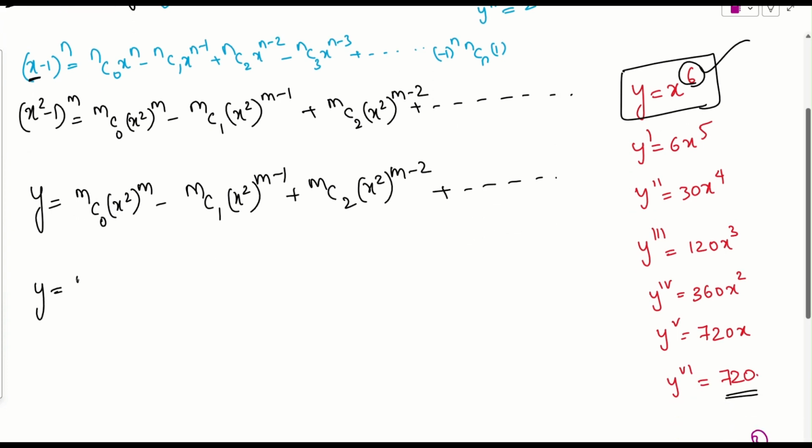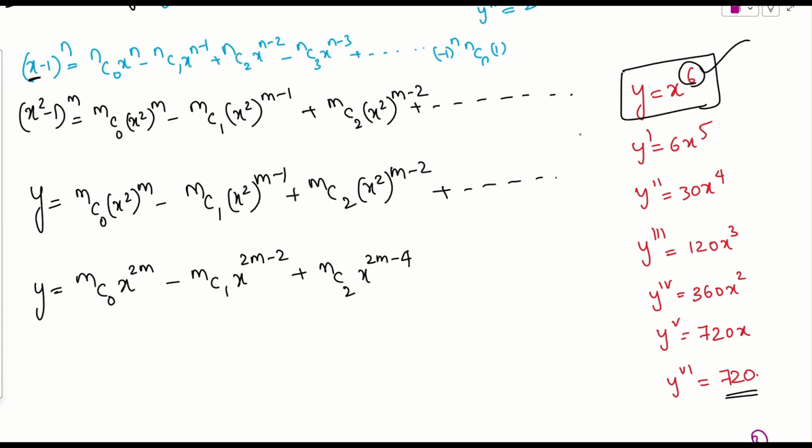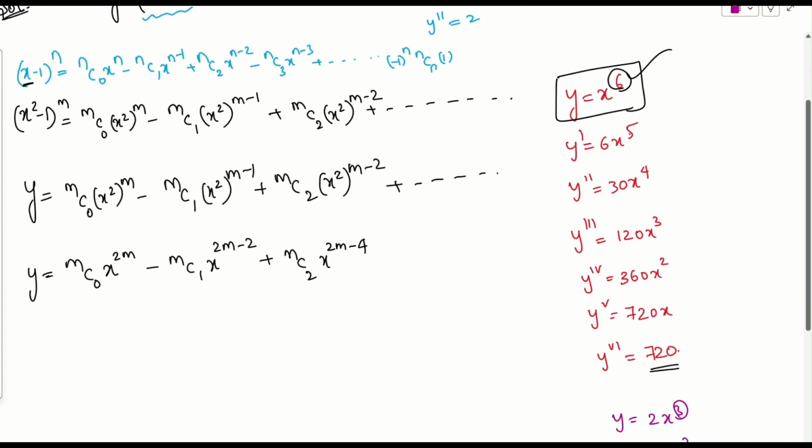So y is equal to mC0 x power 2m, minus mC1 x power 2m minus 2, plus mC2 x to the power 2m minus 4. Is it okay? Yes. So I think you may get it, ma'am. You have taken the derivative one time, that's why it will vanish.